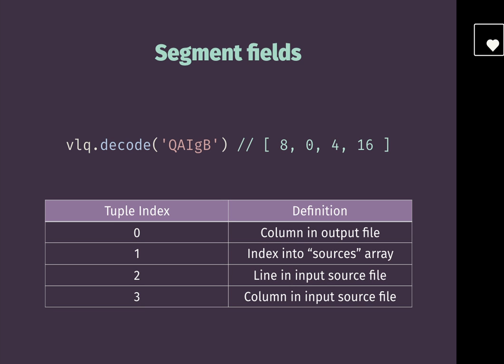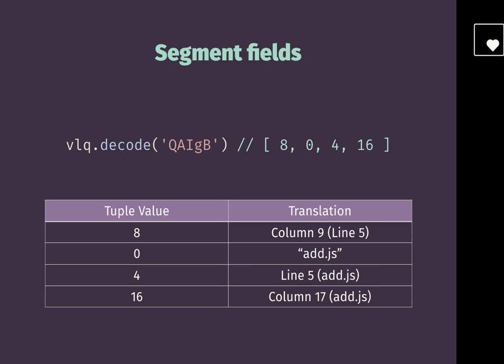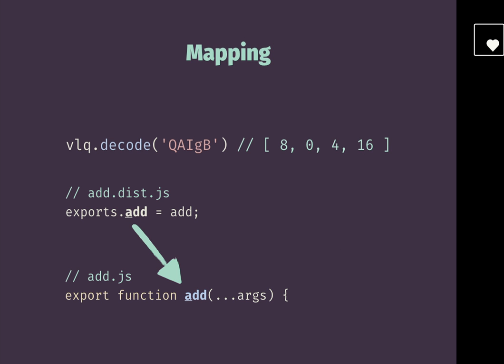The second value is the index into the sources array. We only have a single source, add.js, so this value is 0. And then the final two values are the line in the input source file and the column in the input source file. If I convert this, this is what this segment is telling us. We are currently on line 5, column 9 of add.dist.js. For this particular segment, the source is add.js, line 5, column 17. If we break this down and go back to my input and output files, it's really just saying, hey, in the output file, add is over here, and in my input file, add is over there.